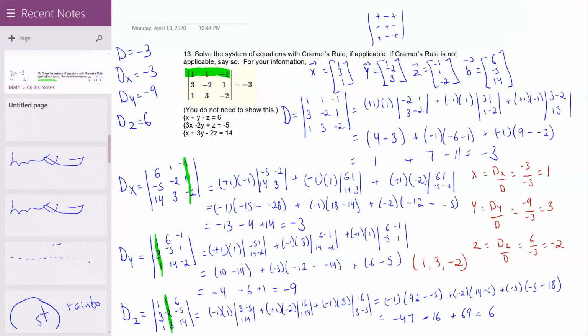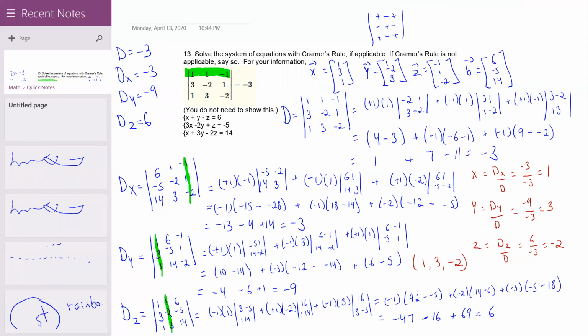Okay, now this one looks kind of gross. And if you're confused, I recommend pausing and looking at some stuff, but I'm going to explain it verbally also. So it says solve with Cramer's rule if applicable. So I'm showing you how to do the whole problem from start to finish. On a test, you would not be asked to do the problem start to finish.